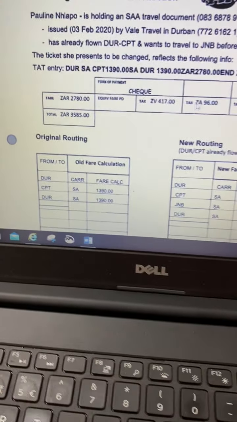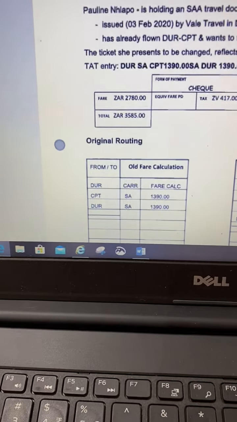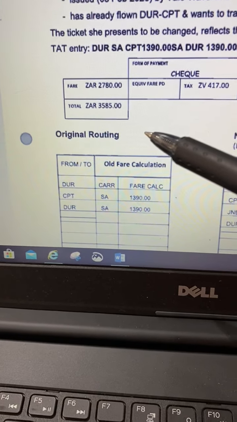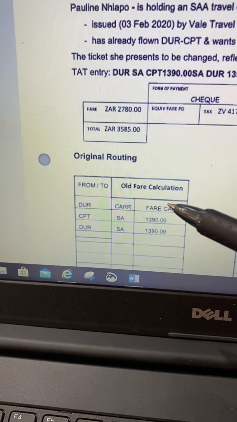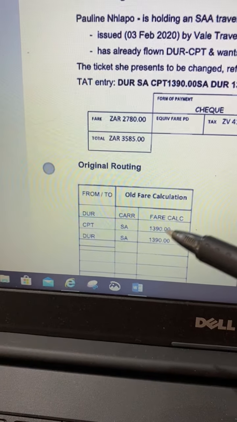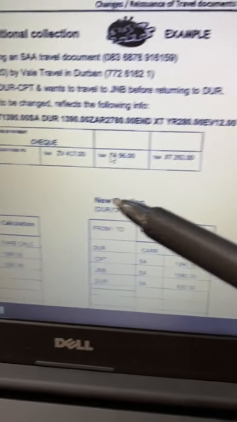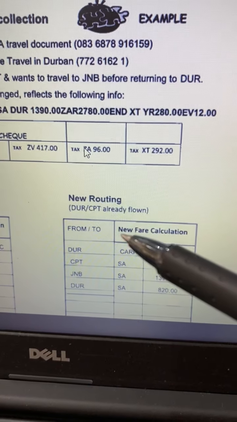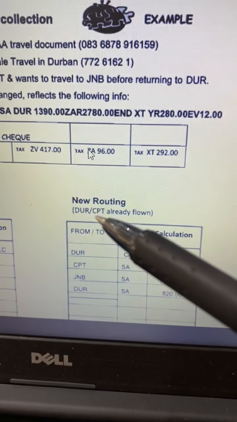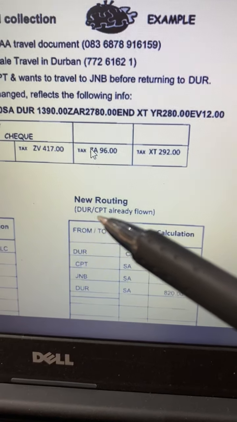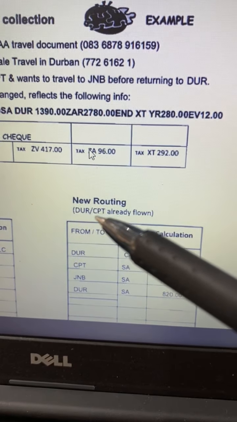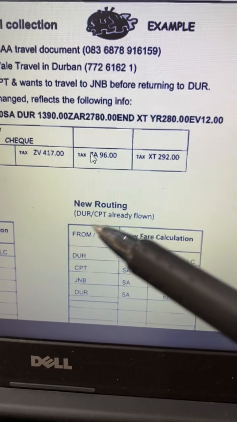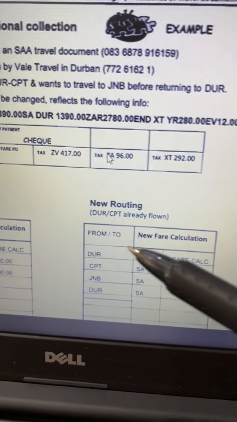If you go to your example as well as the notes I've given you, you have your original routing. So we write down what she has traveled, the old ticket. Then you will have what we refer to as the new routing fare calculation area. They remind us that she has traveled, that she must go to Cape Town. So the Durban-Cape Town one is traveled. Now what does it state?